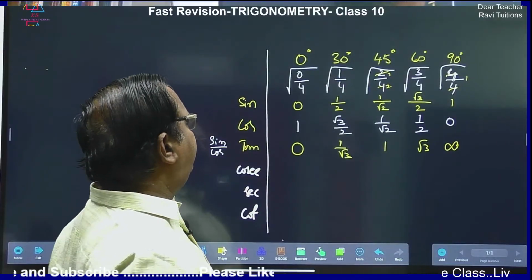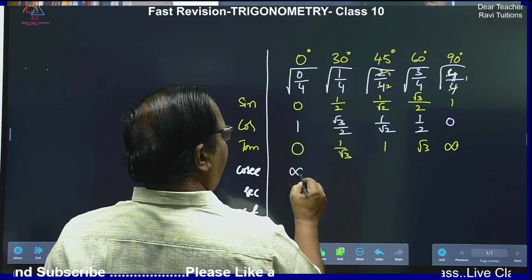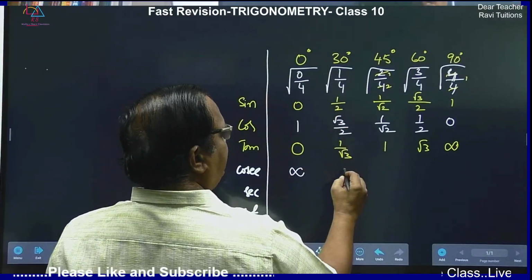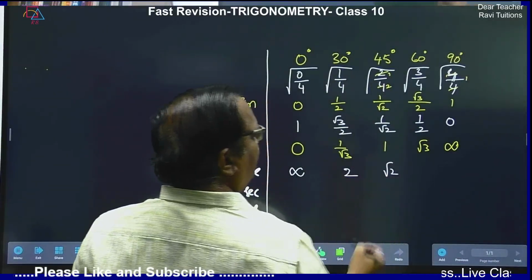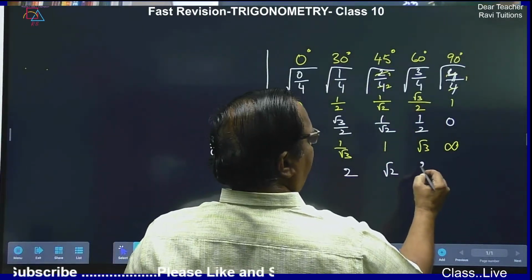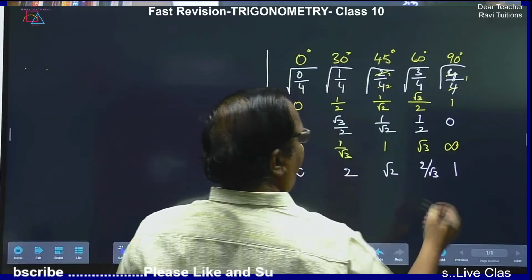Now how to get cosecant? Reciprocal of sine. The reciprocal of 0 is not defined. 1 by 2 reciprocal is 2. 1 by root 2 reciprocal is root 2. Root 3 by 2 reciprocal is 2 by root 3. 1 reciprocal is 1.